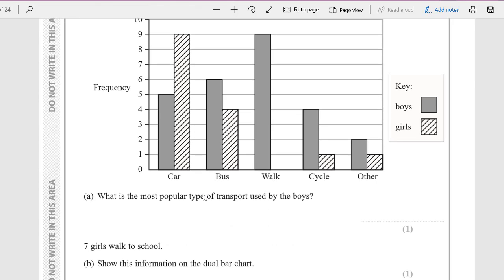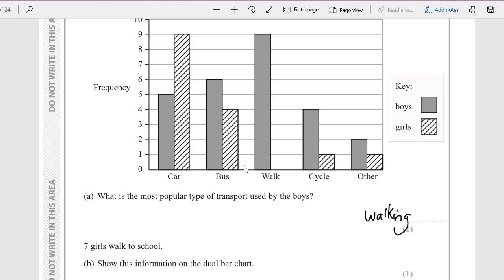So the question A says, what is the most popular type of transport used by boys? So looking here, you can see that it's going to be walking. And then it says 7 girls walk to school. Show this information on the dual bar chart.